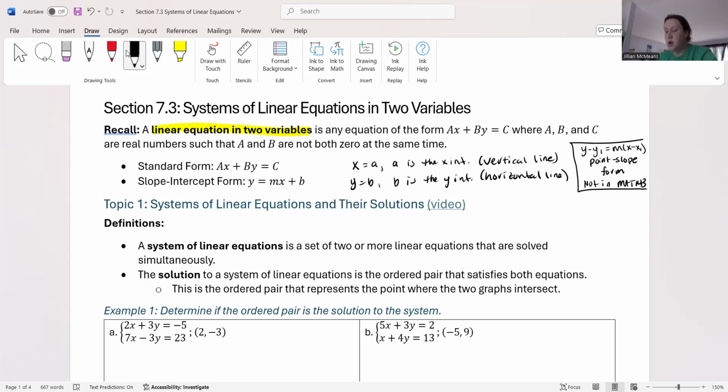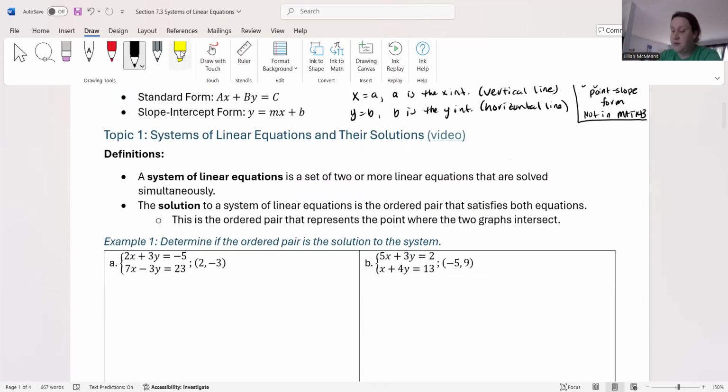We need to remember all of that because it leads us into the idea of a system of linear equations in two variables. That is our first topic. What is a system and what do their solutions look like? We have a couple of definitions. The first is that of a system. A system of linear equations, specifically in two variables, is a set of two or more, for us two, equations that are solved simultaneously.